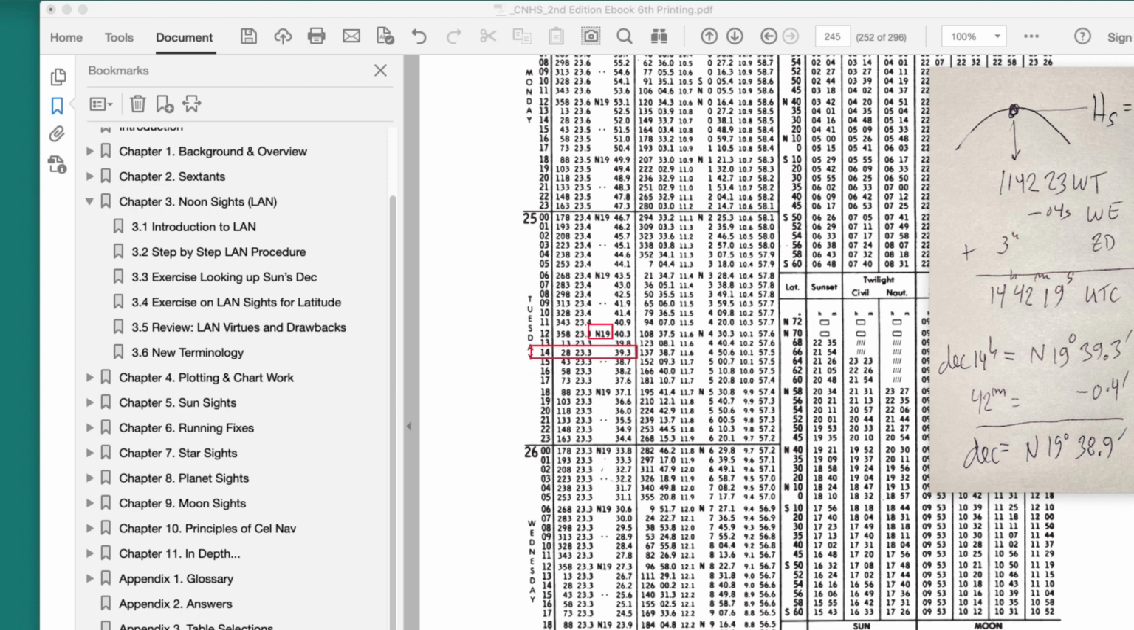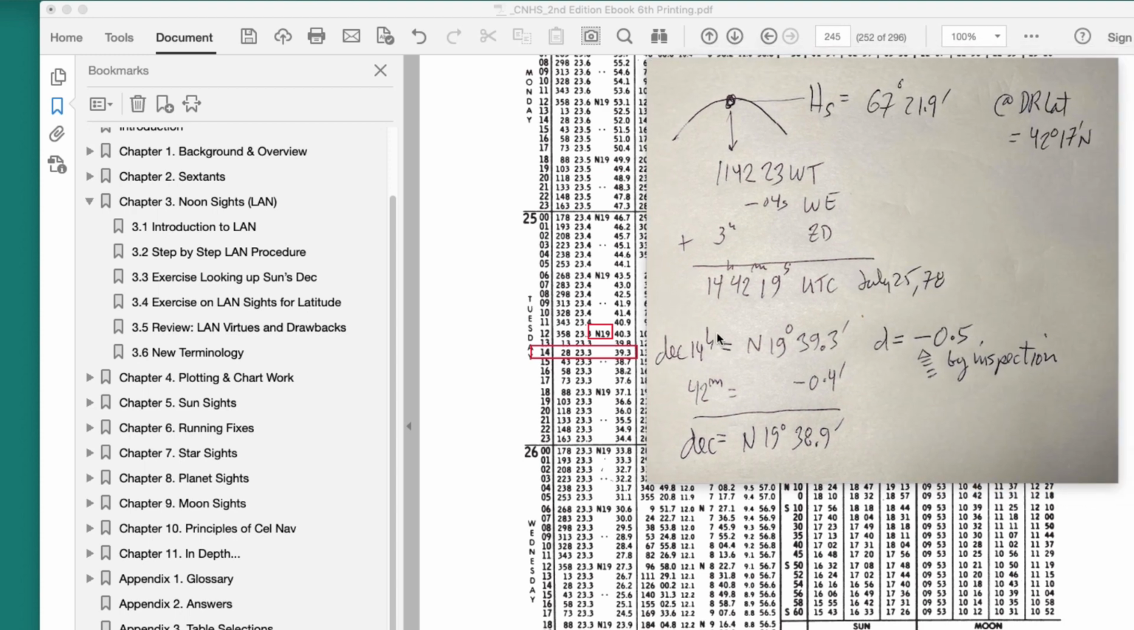Then we go to the bottom of the page, and the bottom of the page tells us the so-called D value. The D value is 0.5, but we don't know the sign. We have to figure that sign out ourselves. This declination is going down, so we write that down on our piece of paper as minus 0.5. So here I've got the declination at 14 hours is 19 degrees, 39.3. The D is minus 0.5, and we determined this not from the tables but ourselves by inspection. Now we have to find that correction, and that's where we need that special increments and corrections table.